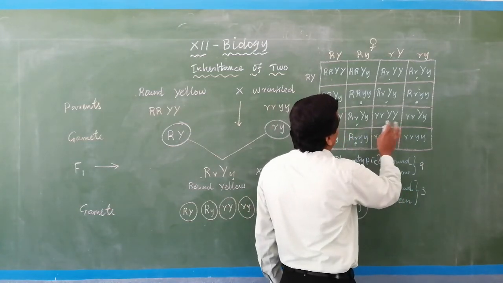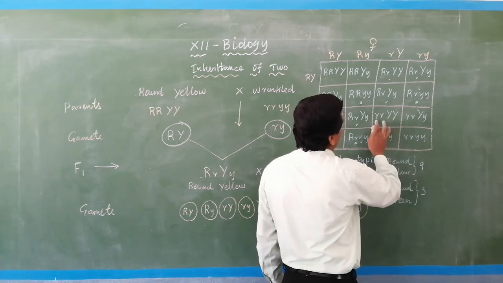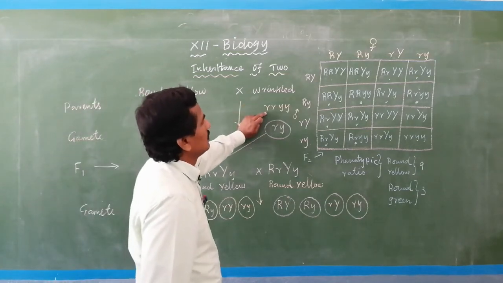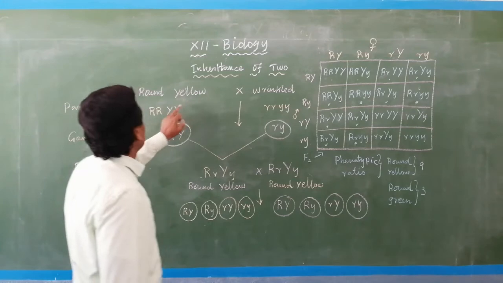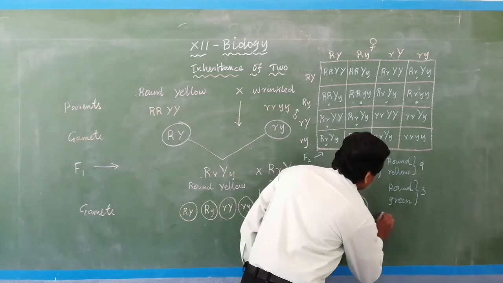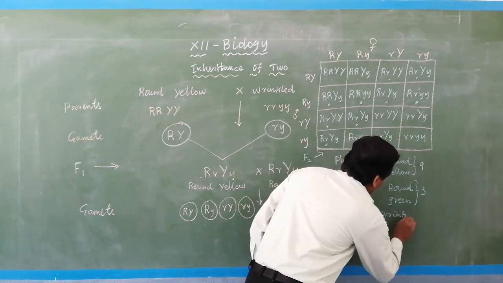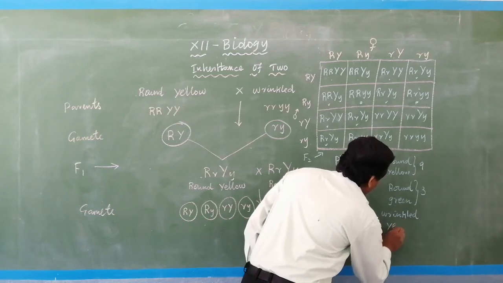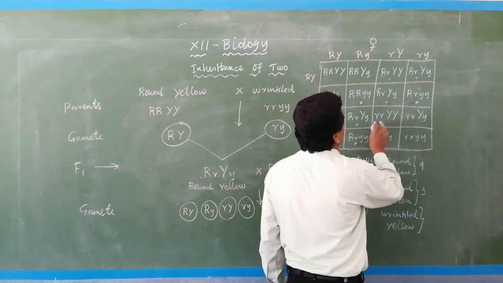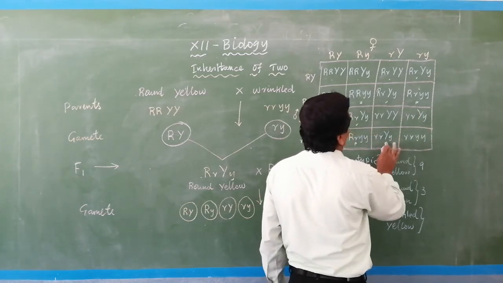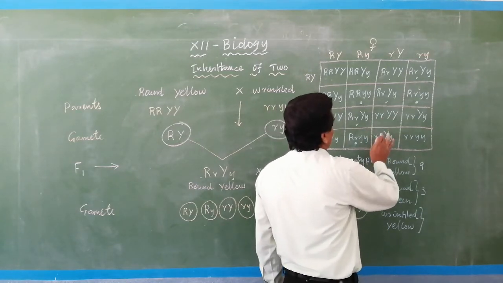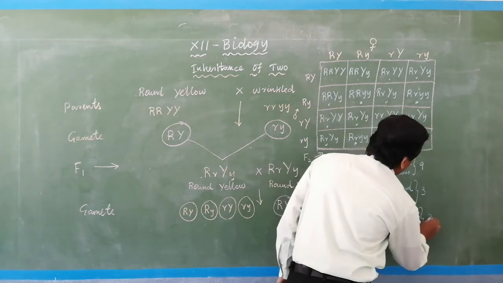Here small r, small y. Small r means wrinkled, and capital Y means yellow. So this third character is wrinkled yellow. Wrinkled yellow, how many? 1, 2, 3. One capital Y means it represents yellowness, yellow cotyledon, and the small r represents wrinkled. So wrinkled yellow is 3.